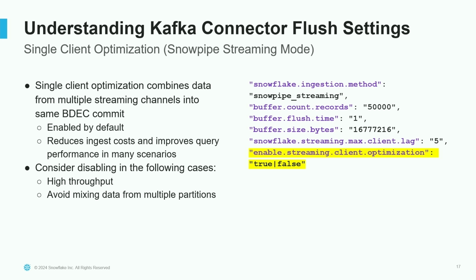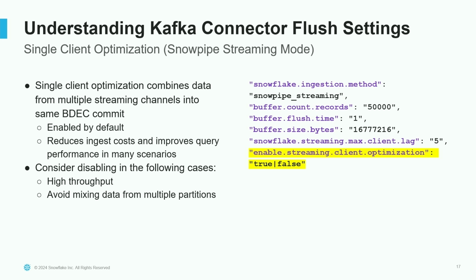It's typically a good thing to keep on, but you might want to turn it off in the case of high throughput. The other scenario where you might want to turn it off is if you're very carefully controlling what data is written to Snowflake in which chunks, which we'll talk a little bit more about. Turning off client optimization can ensure that a single partition's data is written to a single file, which can come into play for query pruning.